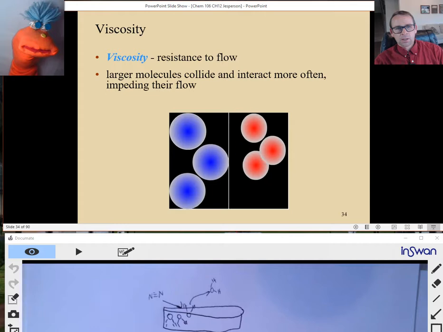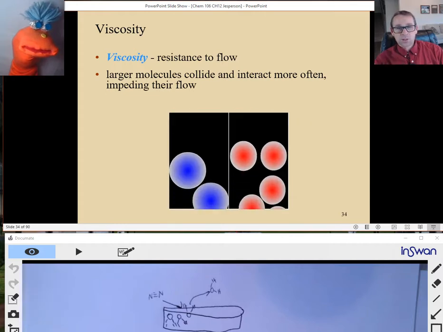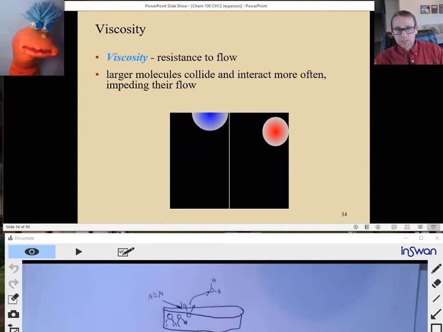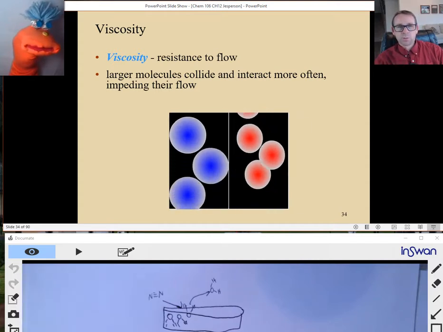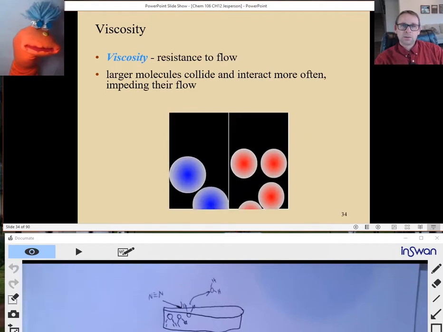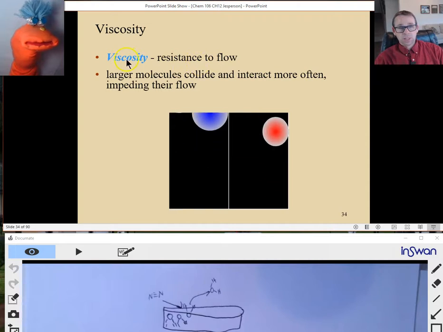Water sticks together pretty well, but it's not as strong as honey, and so you don't have as much of those intermolecular forces. So here, intermolecular forces, both hydrogen bonding and dispersion forces, result in a change in viscosity.